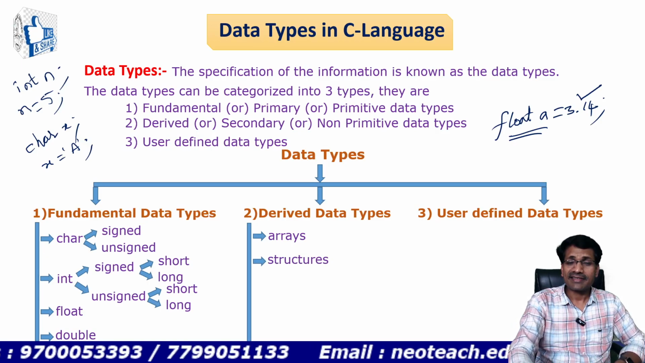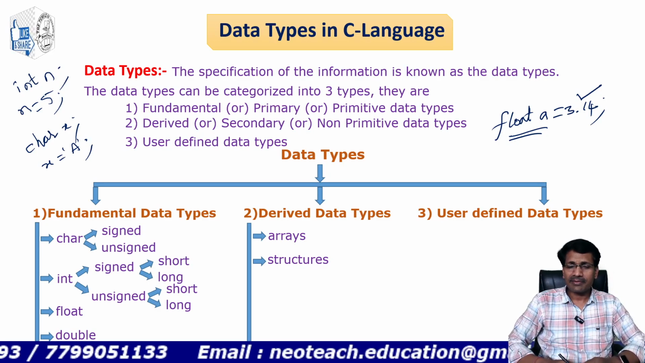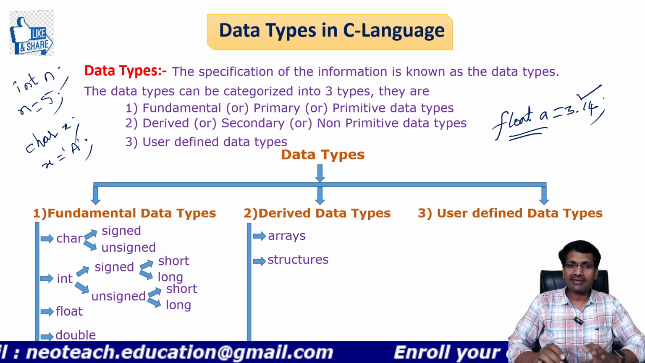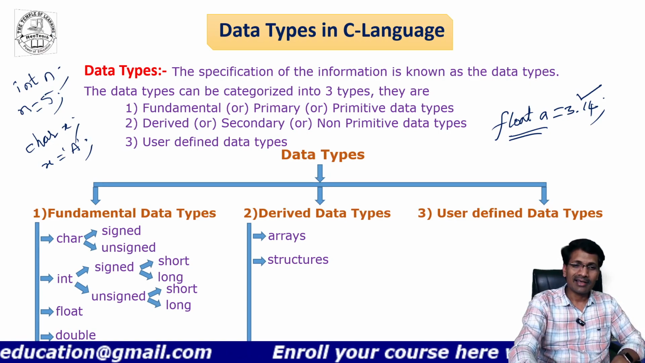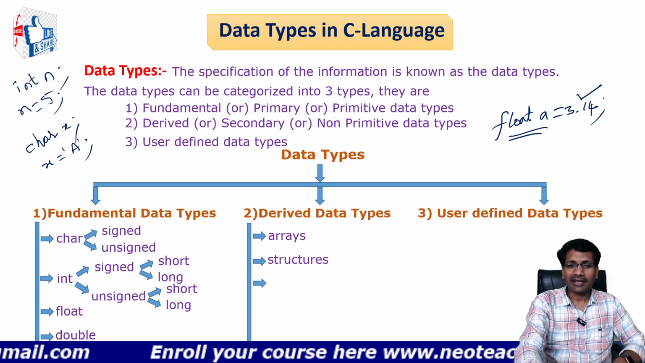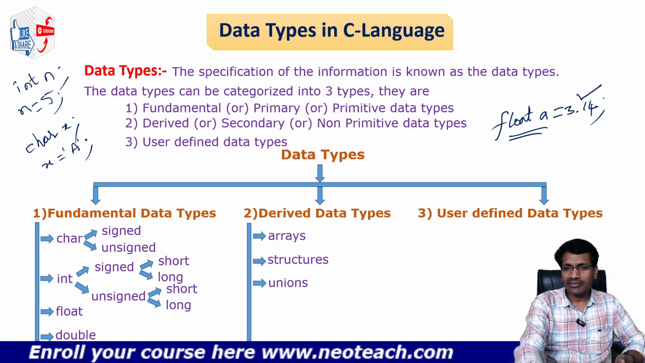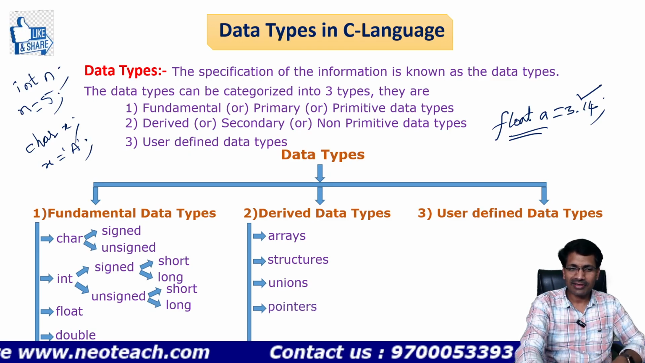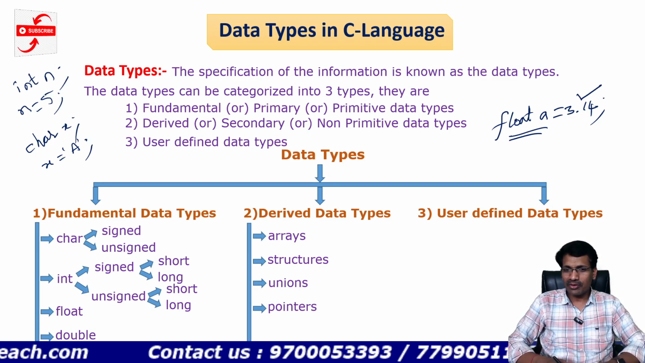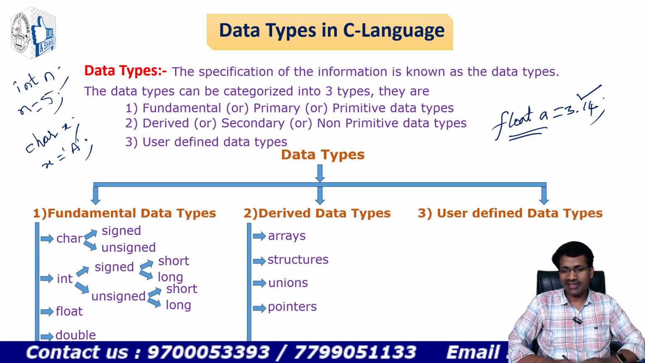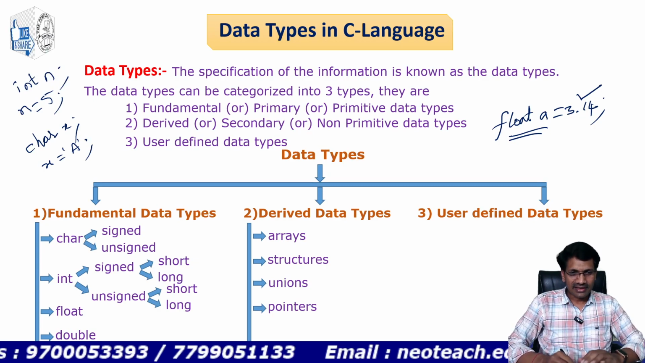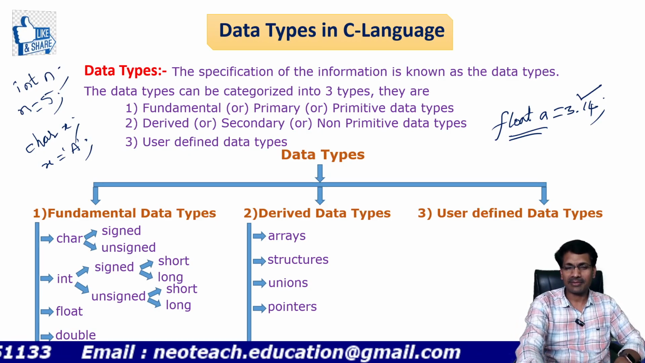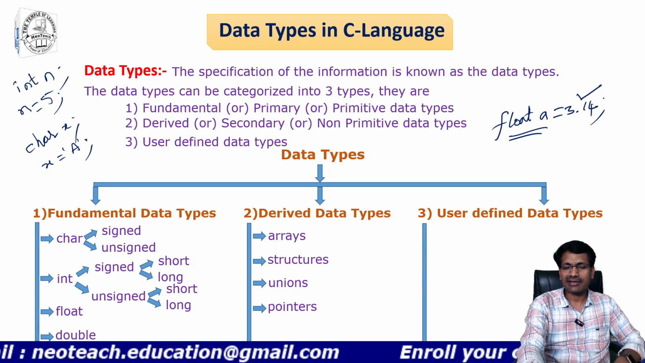Next, structures are also there. For this also a separate chapter is there. I will discuss more about structures there, but I am listing it here as a derived data type. Structures depend on the primary types, and unions are also there. For unions also we have a separate chapter. Next, pointers. There are different kinds of pointers: integer pointers, float pointers, character pointers, double pointers. We will discuss them in that chapter.